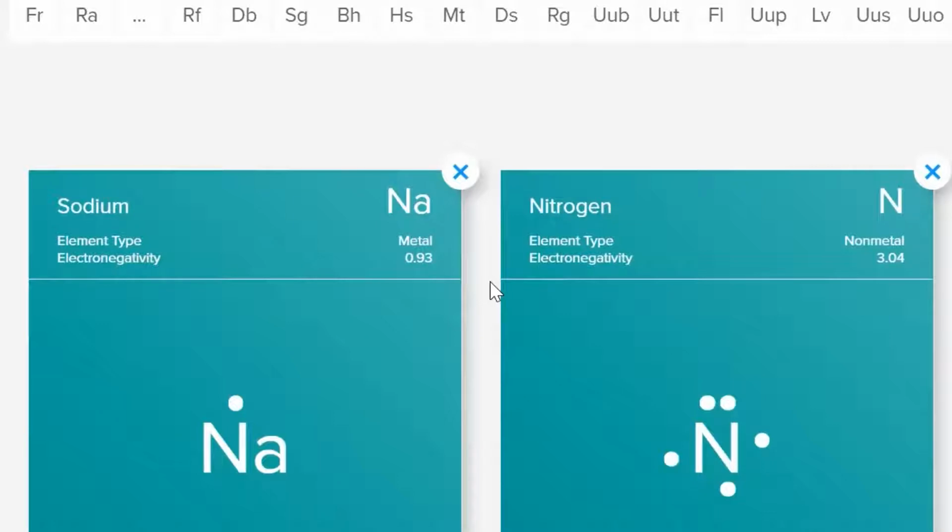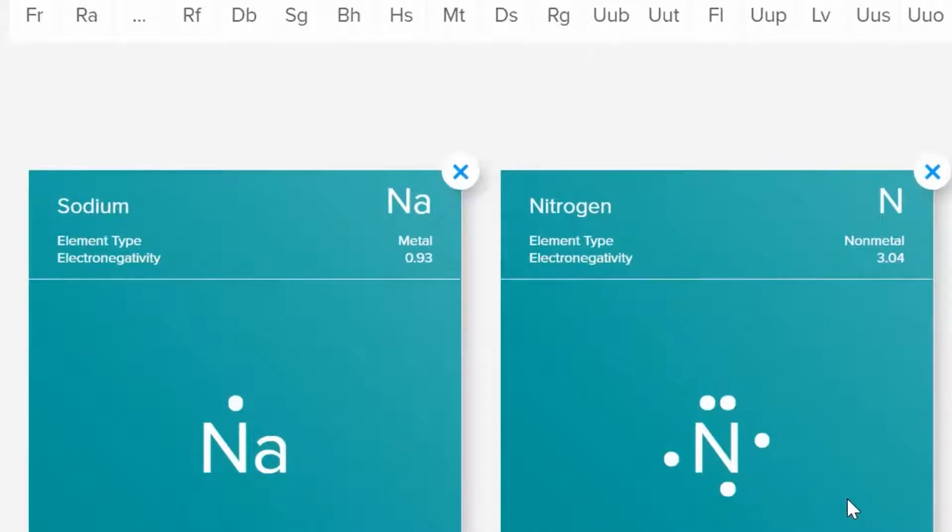Now, how many will each want to grab? Well, sodium is not very good at grabbing. In any case, the Lewis dot structure for sodium shows that we only have one valence electron. We only have one electron on the outside, which means we have a bunch of empty spaces. In fact, 7. Whereas with nitrogen, we have 5 dots, 5 valence electrons. And so there's only a few empty spaces. 1, 2, 3.